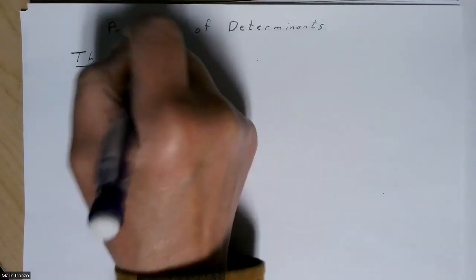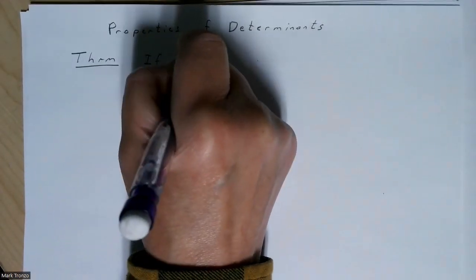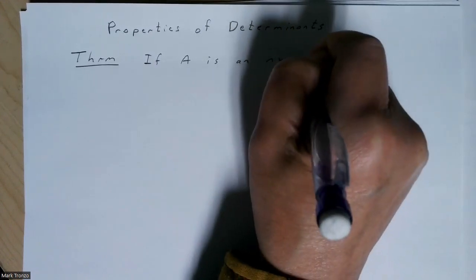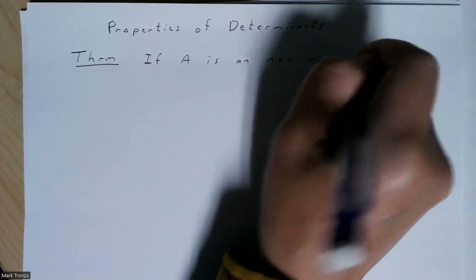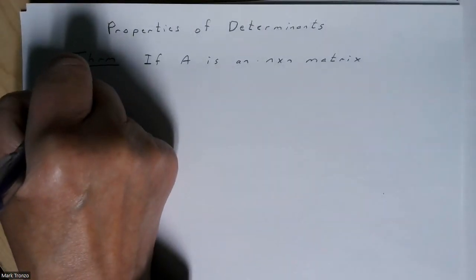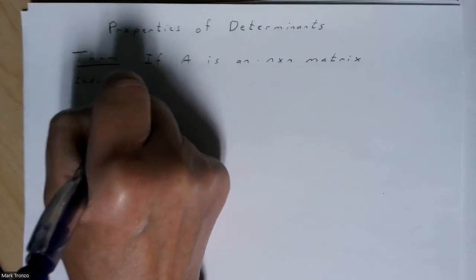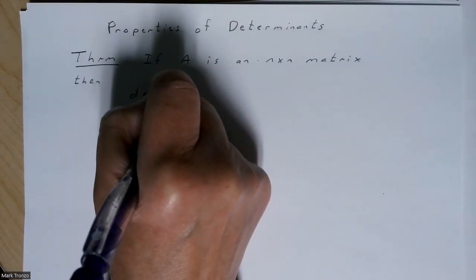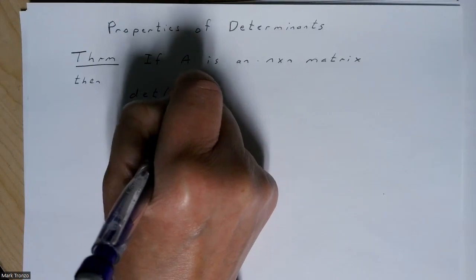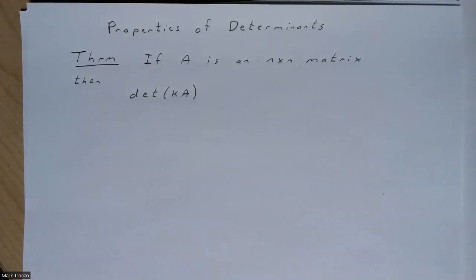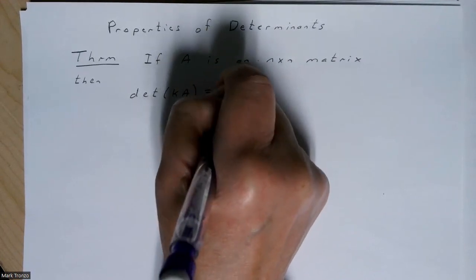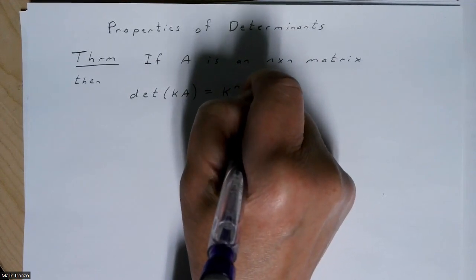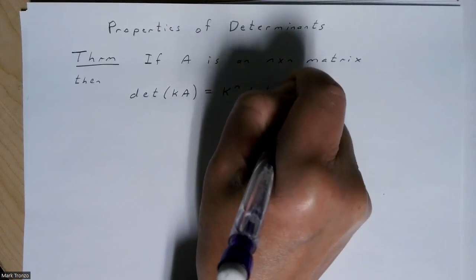There's a theorem that says if A is an n by n matrix, that is a square matrix, then the determinant of k times A, where k is a constant, is equal to k to the n times the determinant of A, like this.